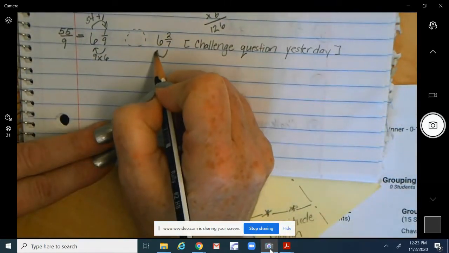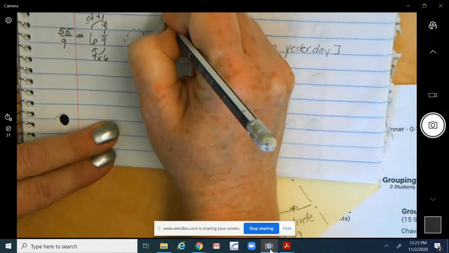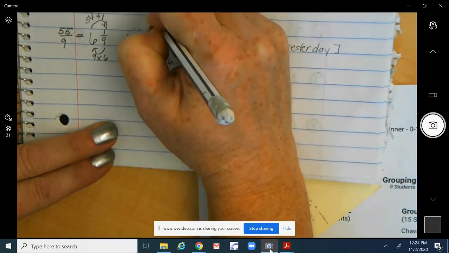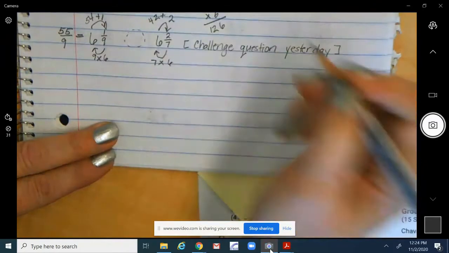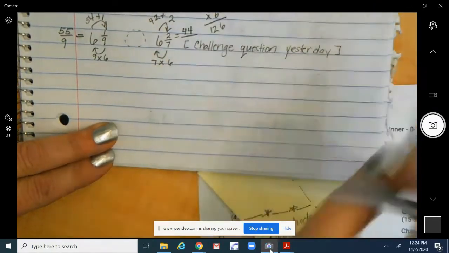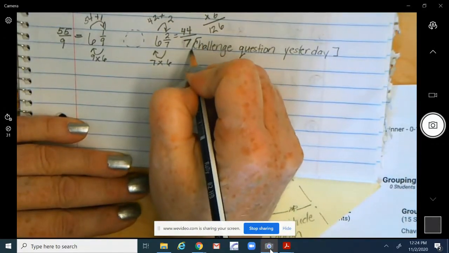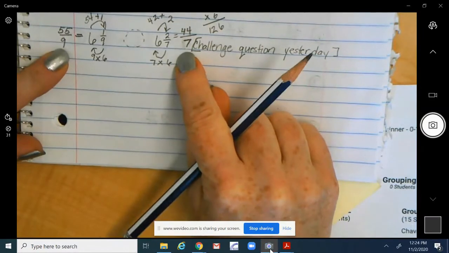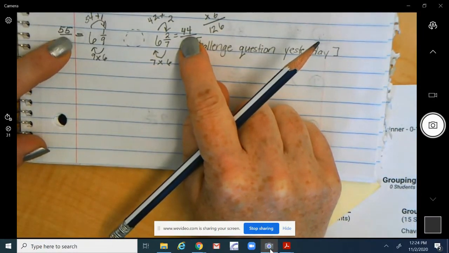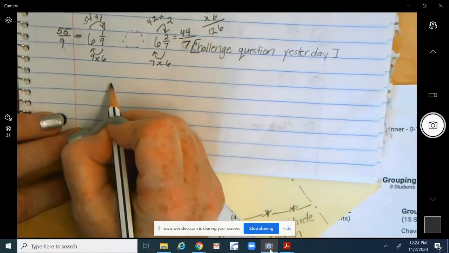Okay, now I'm going to change my other side into an improper fraction. And I'm going to do 7 times 6, which is 42. I'm going to add my 2. So this side is 44/7. So I look at my denominators, different. Look at my numerators, different. Oh gosh. Now I have to find a common denominator.